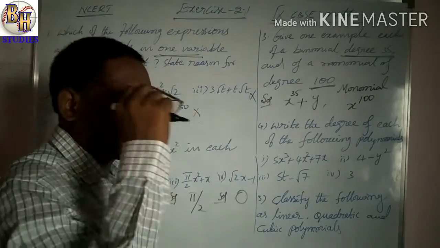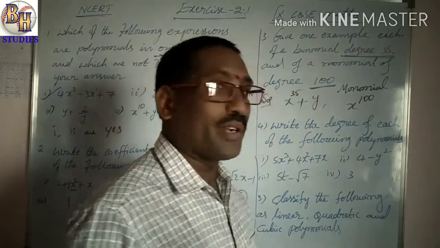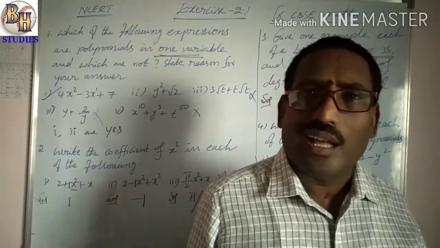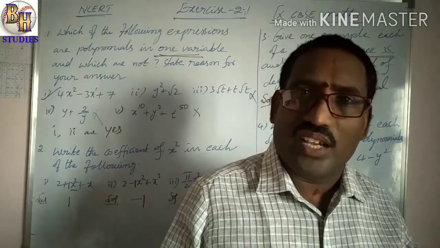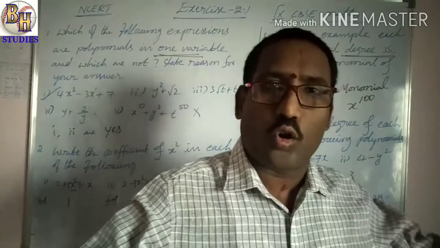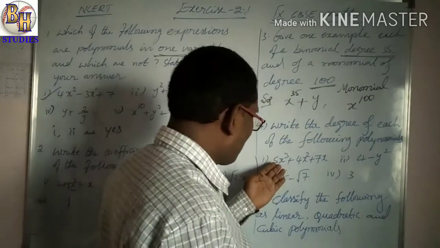Next, write the degree of each of the following polynomials. Degree is asked. What is the meaning of degree of a polynomial? The highest power of the variable in a polynomial is called the degree of the polynomial. Highest power. Observe here.